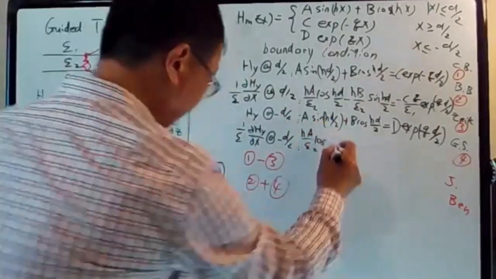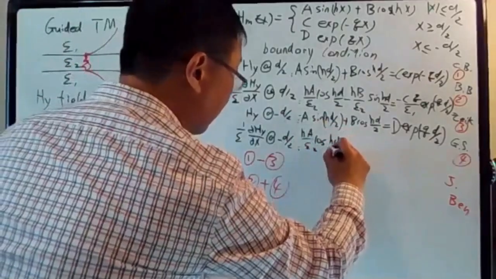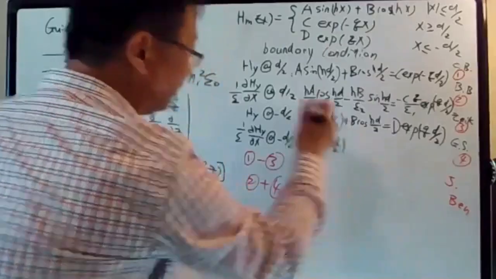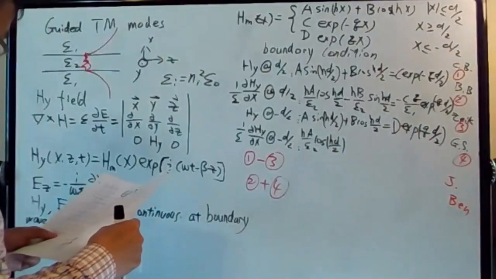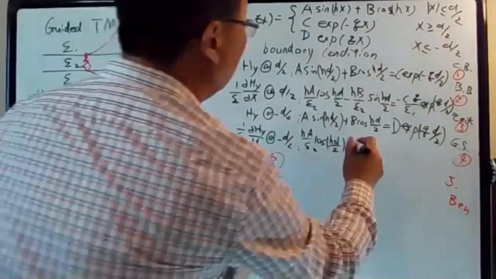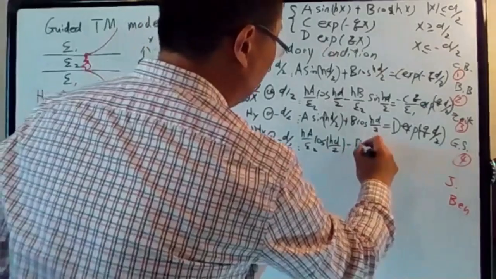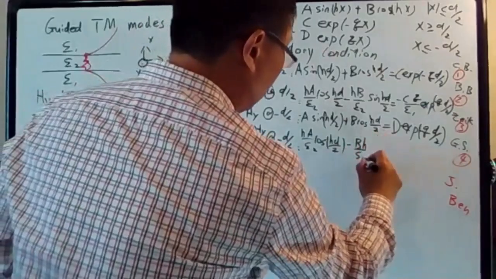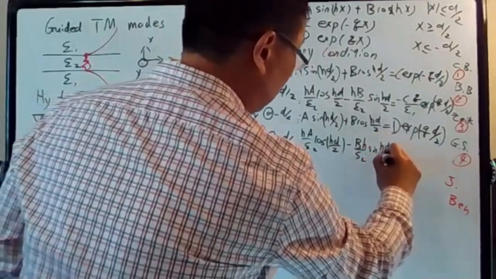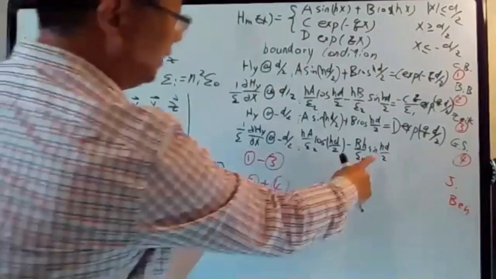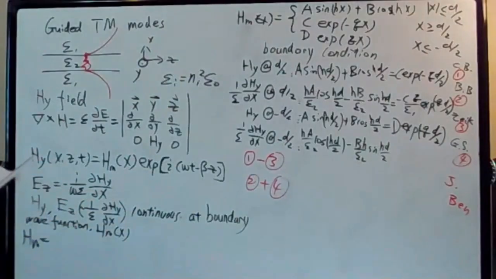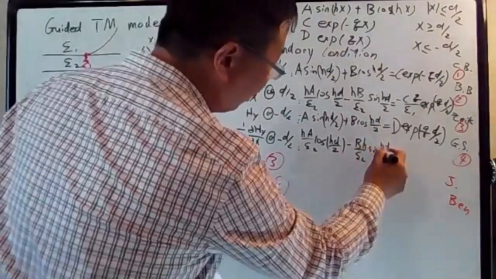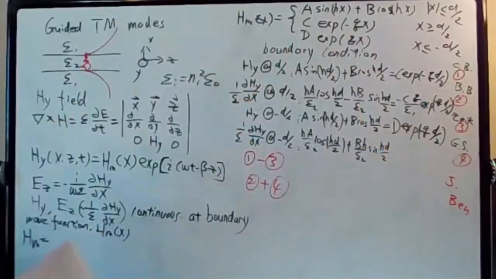HA cosine negative hd over 2. Okay, I'm going to be lazy because of the negative, I just threw it out. And minus BH over epsilon 2 sine hd over 2. Is inside negative or positive? Positive. Oh wait, negative. I missed a sign. Yeah, so I have a negative here. I'll just write the plus.